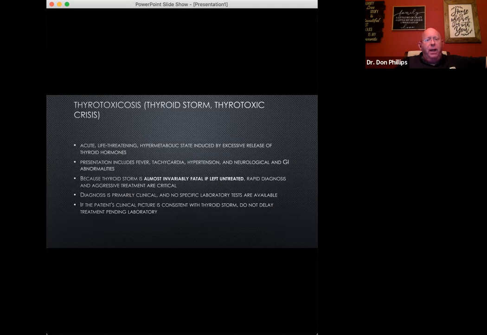So they have fevers, tachycardia, high blood pressure, GI abnormalities. And because the thyroid storm is almost invariably fatal if untreated, we really need to have a high index of suspicion for this. If we see somebody where basically you're going, wow, it's like everything is up. So probably the next closest thing to this that we see is excited delirium, because they really are very parallel. It's basically everything has just, all the energy is going to that.